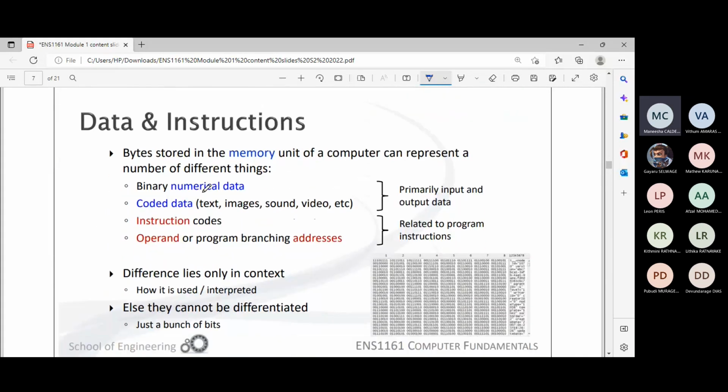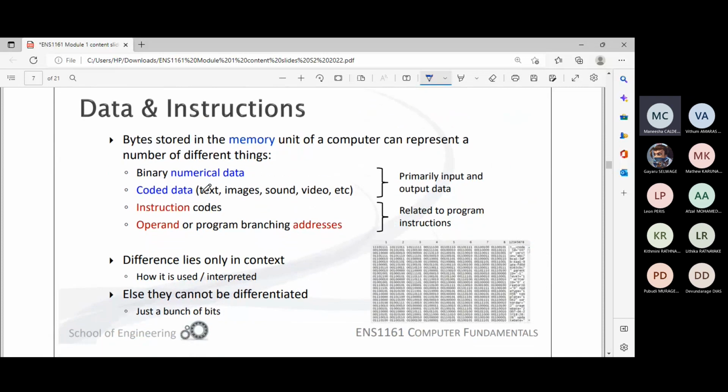Data and instructions, one very important concept. Bytes are stored in the memory unit of a computer and can represent a number of different things: binary numerical data, coded data. What is coded data? Text, images, sound, and so on. Instruction codes. Now the most dangerous word comes into the context: instructions and instruction sets.